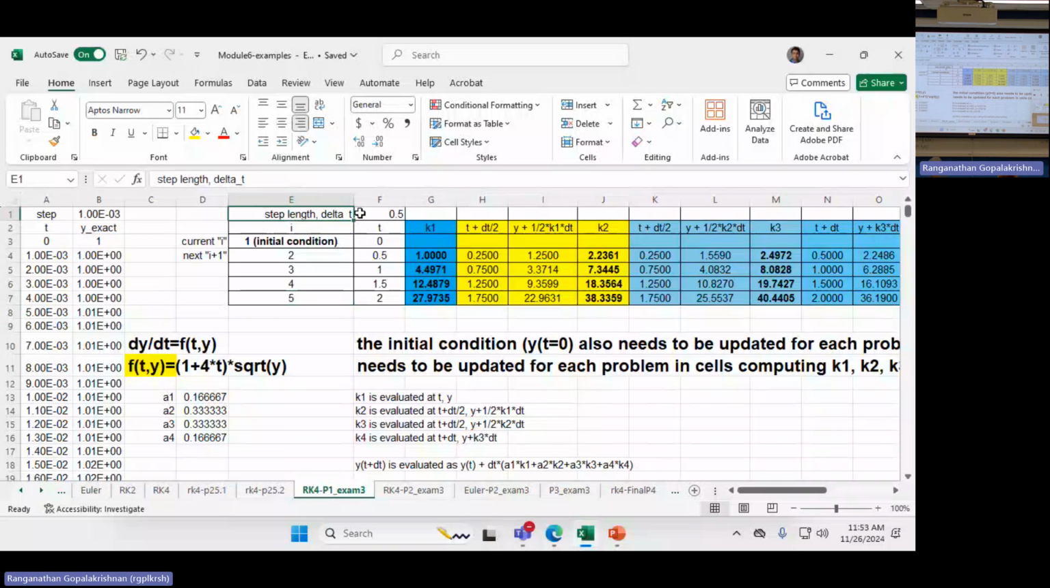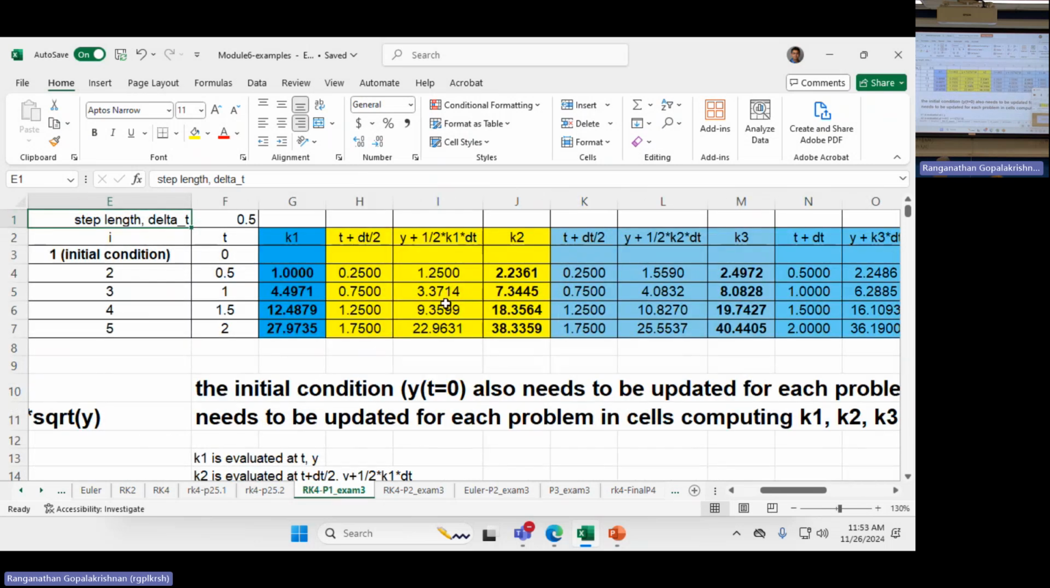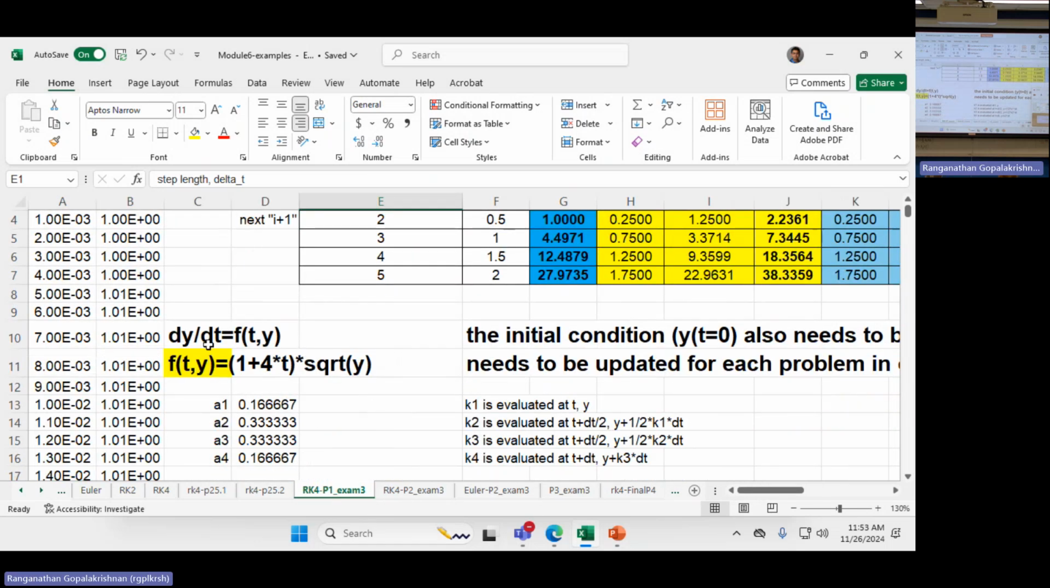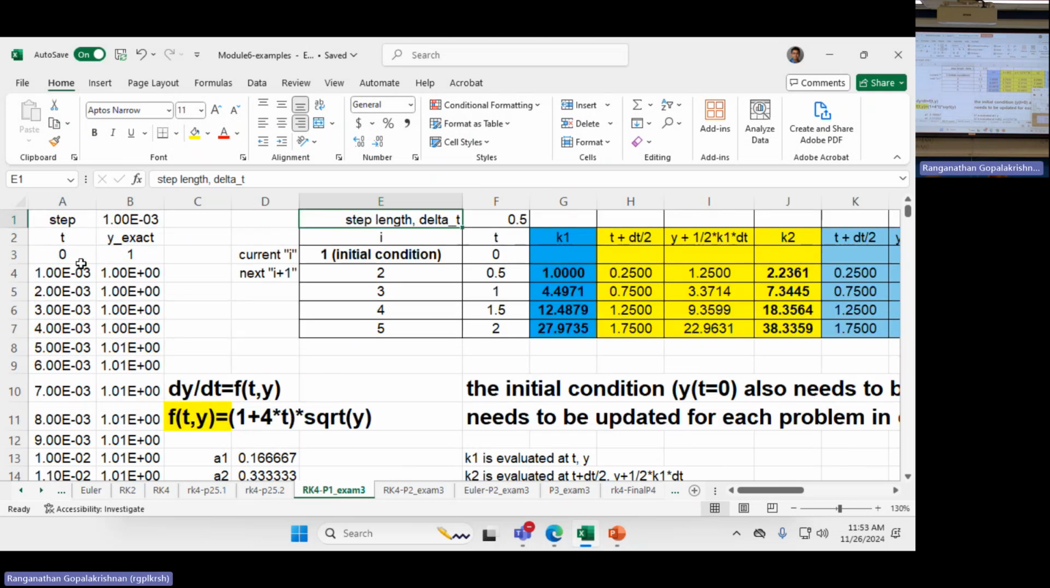Okay, so if you are doing this with me, let's start. This is the final product. I have it ready for you to see. So if you see here, before you begin, here is the step length we are going to use, which I put as 0.5. I can change that. And if you notice, this is the problem which we were doing: dy by dt equals 1 plus 4t times square root of y. And I got the exact solution. And over here on the left, I have the exact solution.